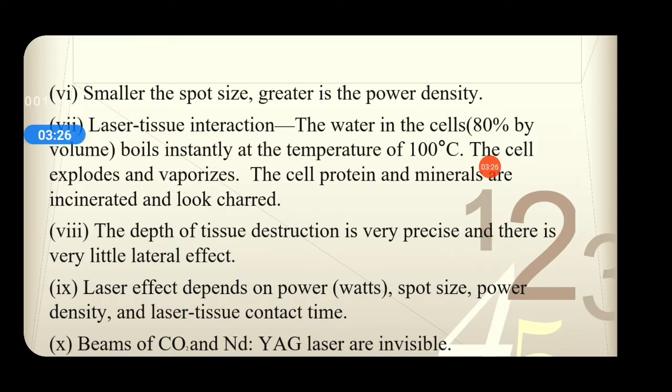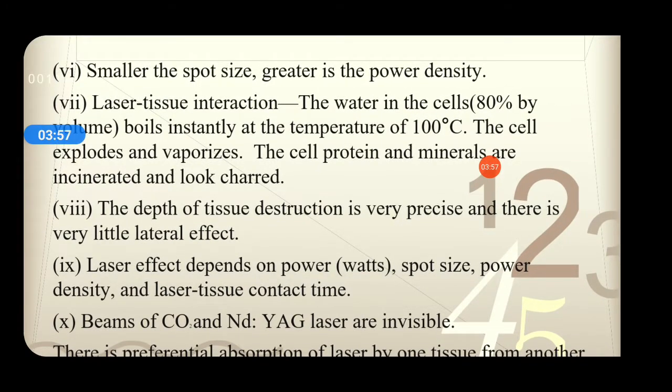Then what happens when the water boils? 80% of the cell is made up of water. So when the water starts boiling and vaporizing, the cell explodes and vaporizes. The cell protein and the minerals are incinerated and look charred. So the cell protein and minerals become incinerated. They burn out completely and then look very reddish, that is, a charred appearance will be there. So this is about the laser tissue interaction.